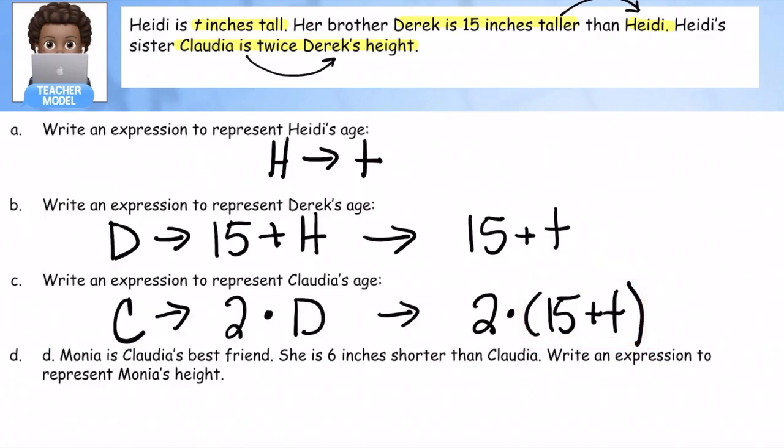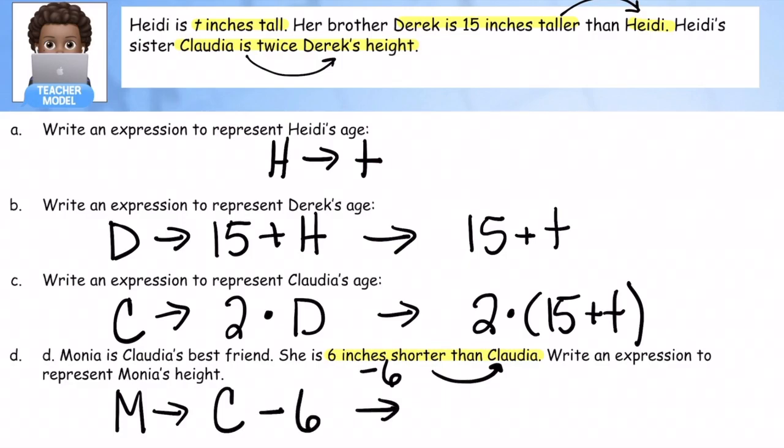Alright, so Mania is Claudia's best friend. And she is 6 inches shorter. So that's going to be important. So she is 6 inches shorter than Claudia. So we know that it's minus 6 from Claudia. So we're going to write an expression for her height. So whatever Claudia's is, minus 6.